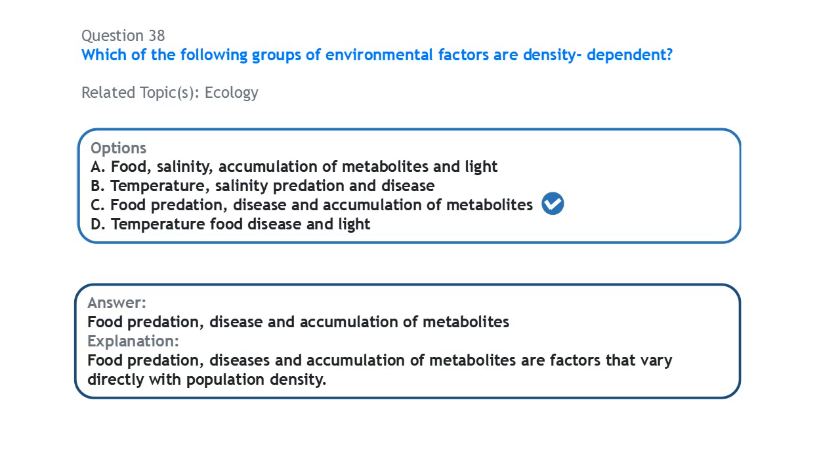That is food, predation, disease, and accumulation of metabolites. These are factors that have to do with population density. Food, predation, kind of like competition, disease, and accumulation of metabolites.